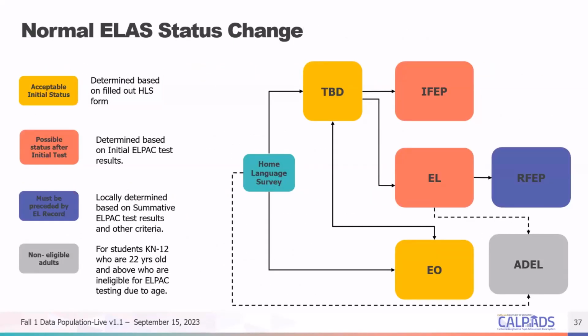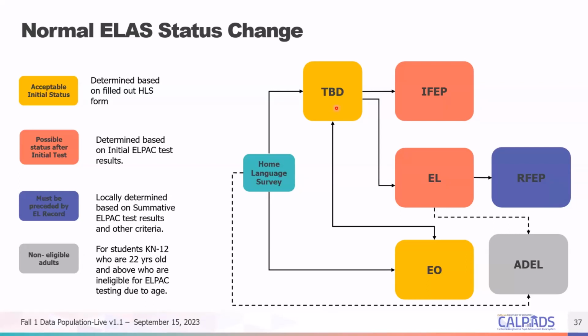This chart shows the logical sequence of English language acquisition statuses. The first step for an LEA to take regarding English language acquisition status is to distribute and collect the home language survey to student parents. If the home language survey indicates English or American Sign Language is the sole language spoken at home, the student will be given an ELAS of EO. If the home language survey indicates the primary language is other than English or American Sign Language, the student will be given an ELAS of TBD until they are given the initial LPAC assessment. Students may only remain in TBD status for 30 days.